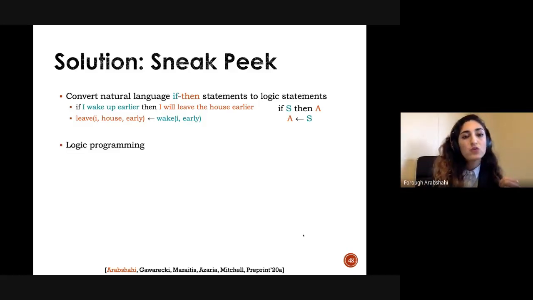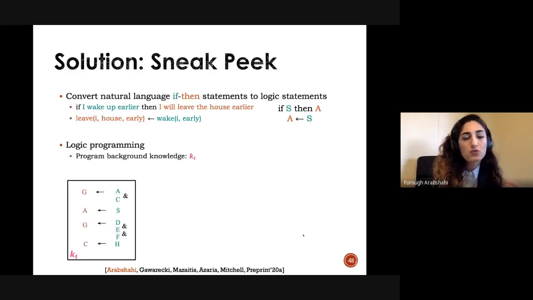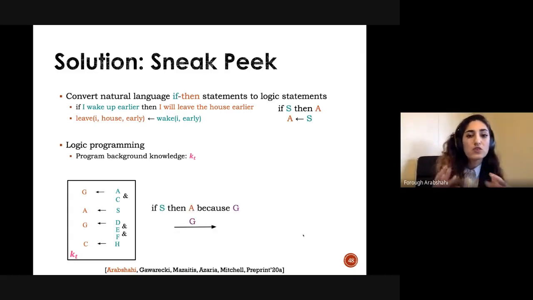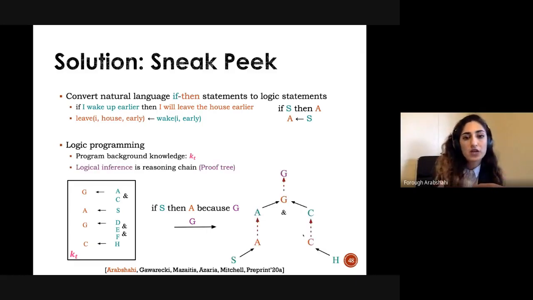And then we are going to use a logic programming language to program a background knowledge called KT, containing these if-then logical statements, okay? And then we get the user's if S then A because G statement and submit the goal to this knowledge base, submit it as a query, and perform logical inference to extract this proof tree, which is a reasoning chain that we are looking for.